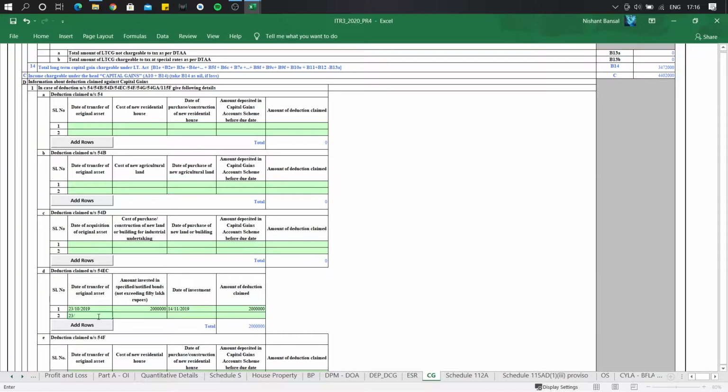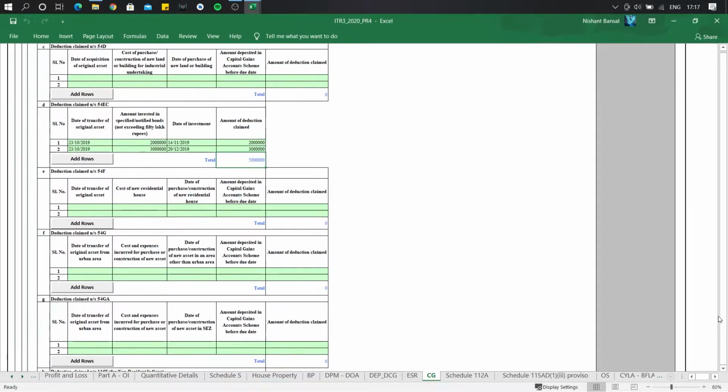Then again, for investment in bonds of NHAI, this time we have invested 30 lakhs. The date of investment is 2012, and the amount of deduction claimed is 30 lakhs. Okay, so we are done with this.